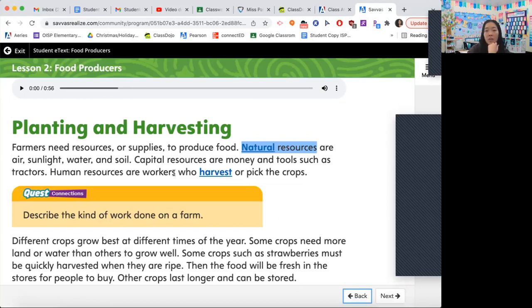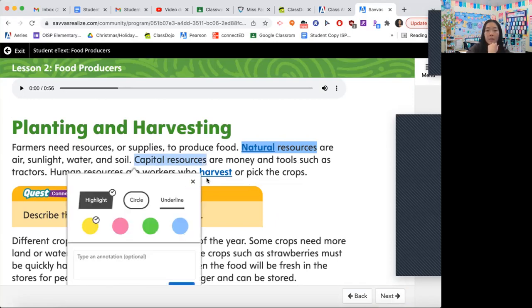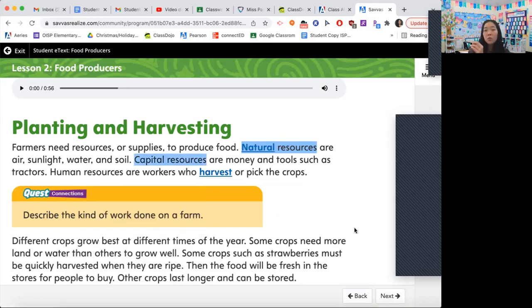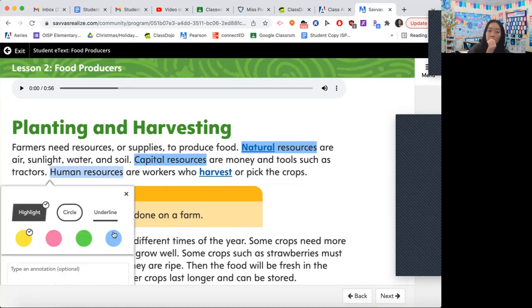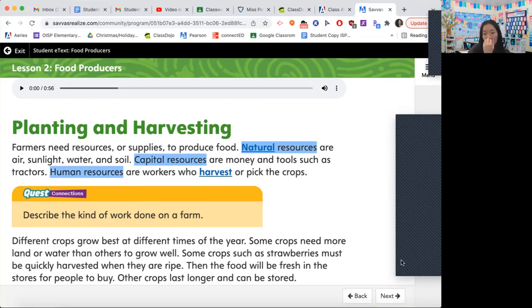I'll give you a hint. Another one is a capital resource. That's money and tools. What is the last one? Harvest. It's the workers who harvest. What is that called? Human resource. So your answers are natural, capital, and human resources. I typed it in the chat for you guys.